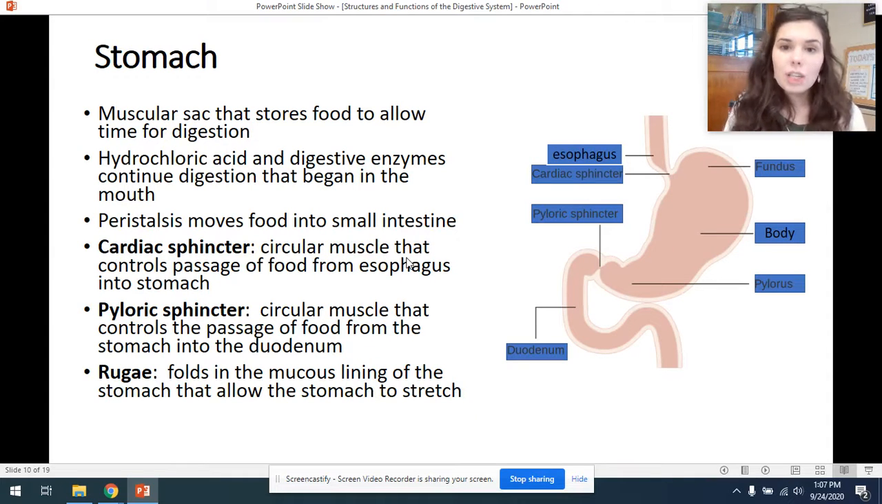Then you have on the other end of the stomach a pyloric sphincter. The pyloric sphincter is another circular muscle that contracts and dilates to help food pass from the stomach into the duodenum. Rugae is a fancy word for the folds that are found in the mucus lining of the stomach, which helps the stomach allow for stretching and to hold more or less food.